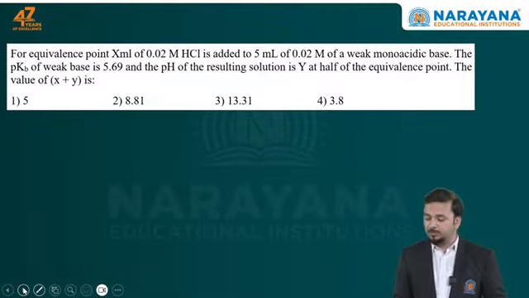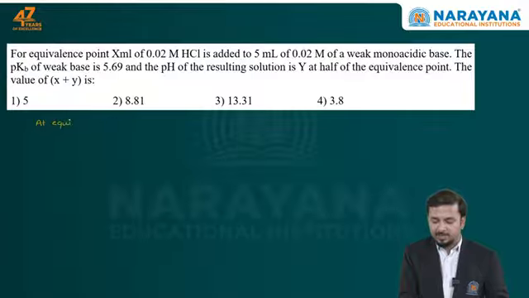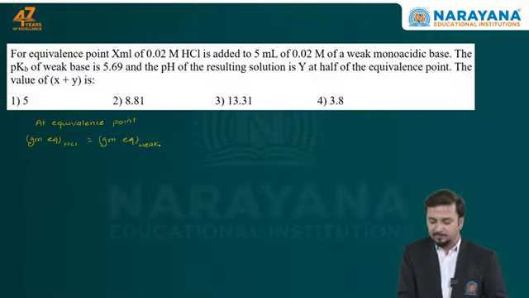So again, this is a slightly moderate question, or you can say moderate to hard. Let's start with the first part. They are saying equivalence point. So we know at equivalence point, gram equivalent of HCl should be equal to gram equivalent of weak base.